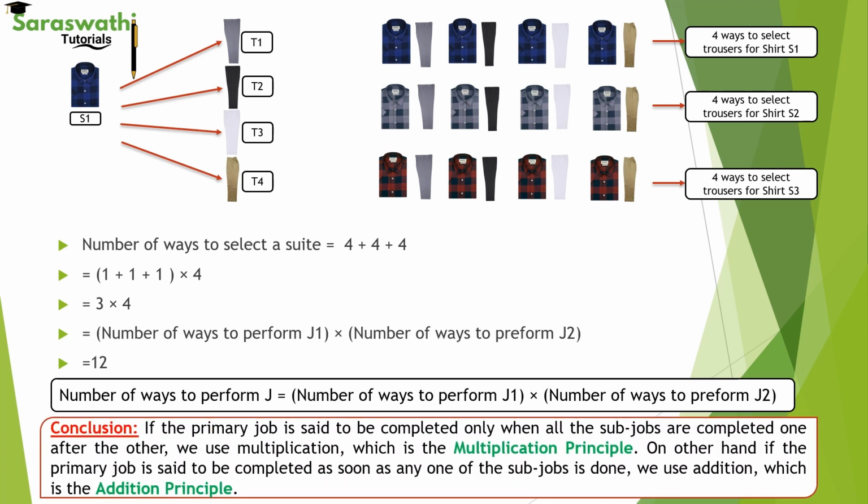Conclusion: when the primary job is said to be completed only if all the subjobs are completed in succession, one after other, then we should use multiplication operation, that is multiplication principle. If the primary job J is said to be completed if any one of the subjobs are completed, then we should use addition operation, that is addition principle.